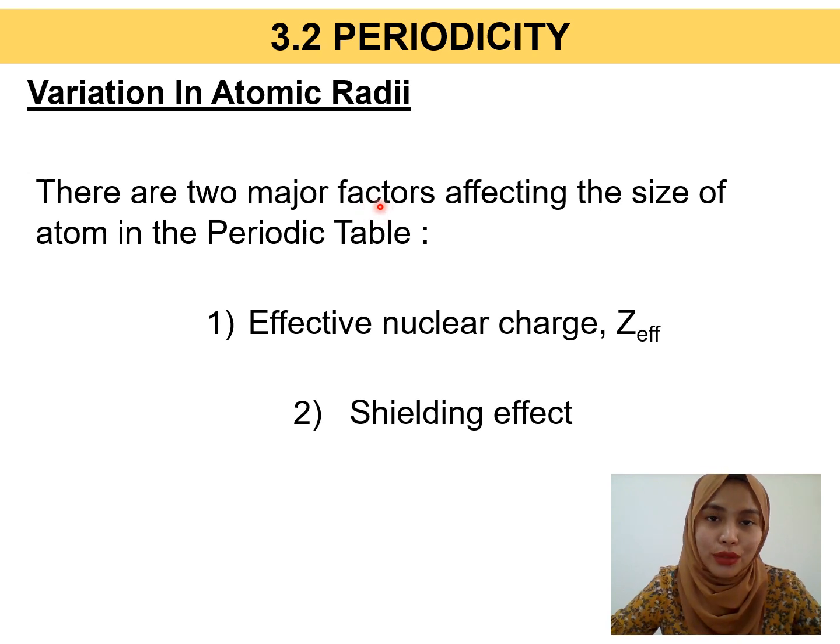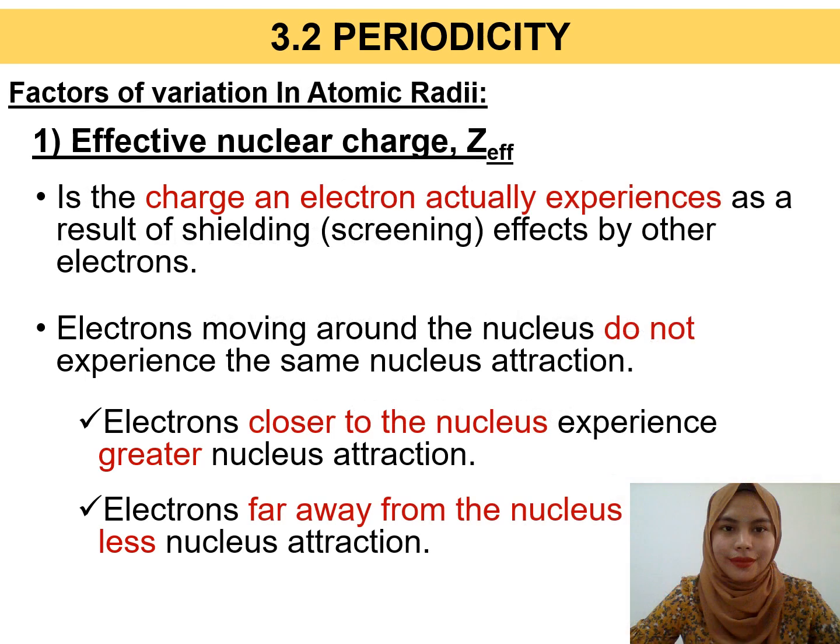Okay, just now Miss showed that there are various sizes of atoms in the periodic table of elements. What are the factors that cause the different sizes in the periodic table of elements? So there are two main factors: the first one is the effective nuclear charge, or we call it ZEF. This is the symbol for effective nuclear charge. And the second one is the shielding effect.